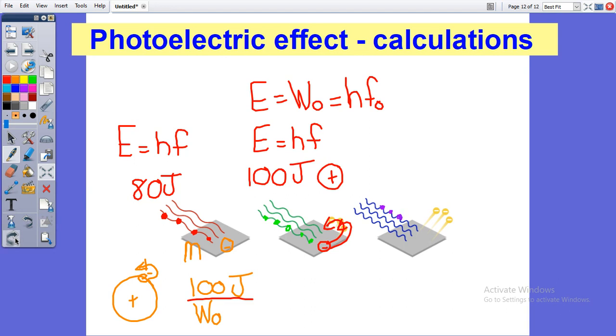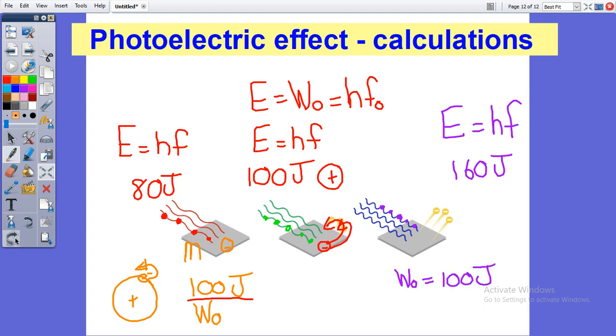Now we're going to look at those blue photons. So the blue photons hit the metal, and let's give them an energy of 160 joules. So here they come, one by one, they hit electrons, and their energy can also be calculated using E equals hf. But now, those electrons are still the electrons of the same metal, so how much energy do they need to be emitted? Correct, 100 joules as well.